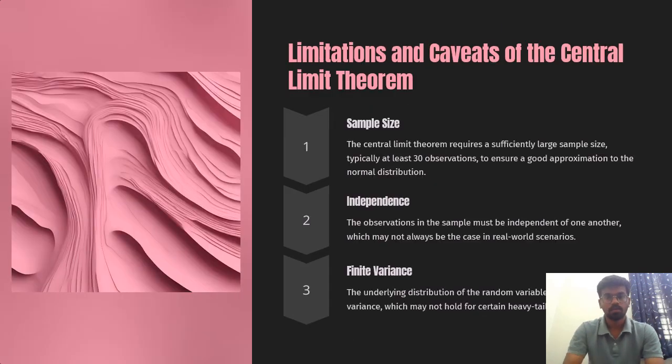So let's look at some limitations of the central limit theorem. The first limitation is sample size. The central limit theorem requires a sufficiently large sample size, typically at least 30 observations, to ensure a good approximation to the normal distribution. The second one is independence, where the observations in the sample must be independent of one another, which may not always be the case in real-world scenarios. And the third one is finite variance, where the underlying distribution of the random variable must have finite variance, which may not hold for certain heavy-tailed distributions.